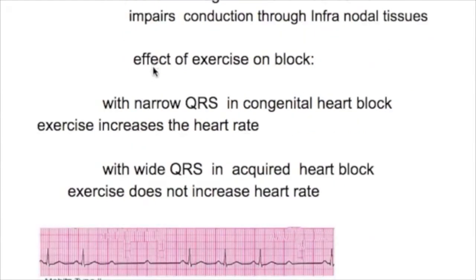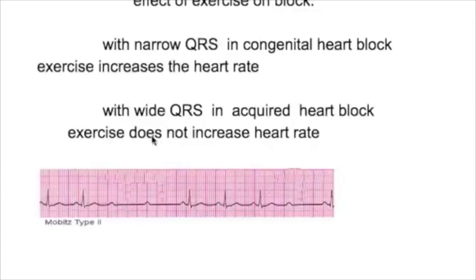What is the effect of exercise on a block in relation to the QRS complex? With a narrow QRS complex in congenital heart blocks, exercise increases the heart rate, whereas with a wide QRS complex in acquired heart blocks, exercise does not increase the heart rate. So with a narrow QRS in congenital heart block, exercise increases the heart rate, and with a wide QRS in acquired block, exercise does not increase the heart rate.